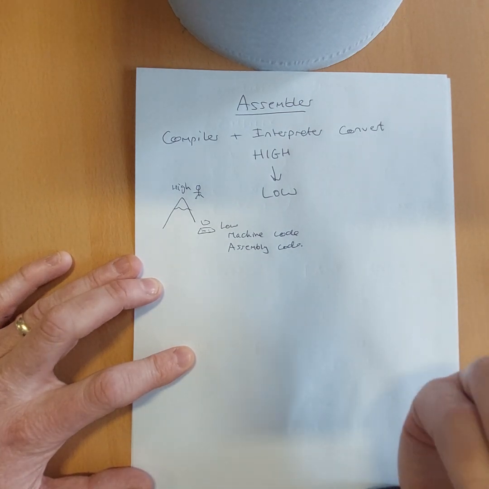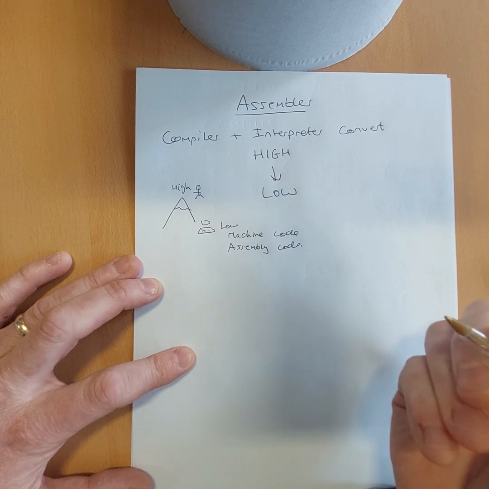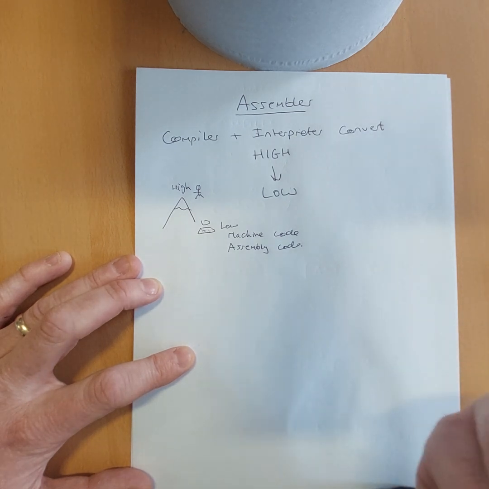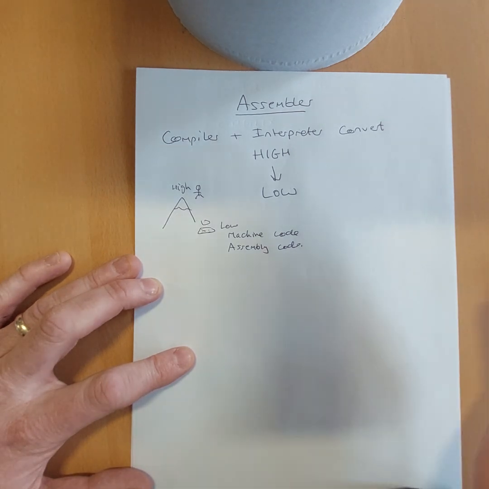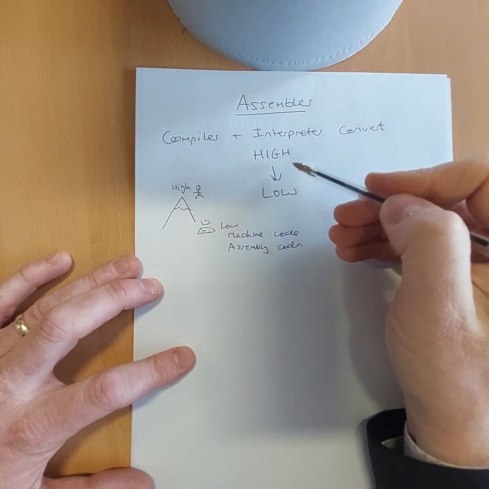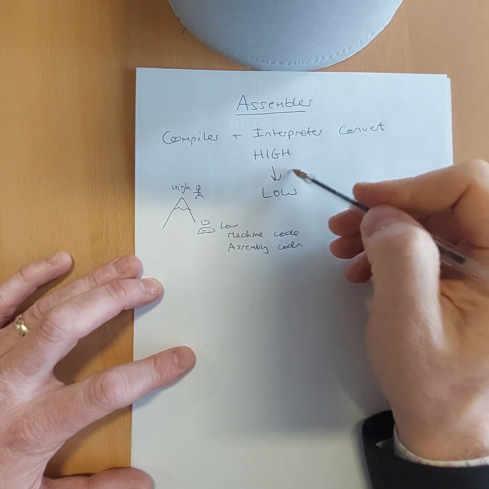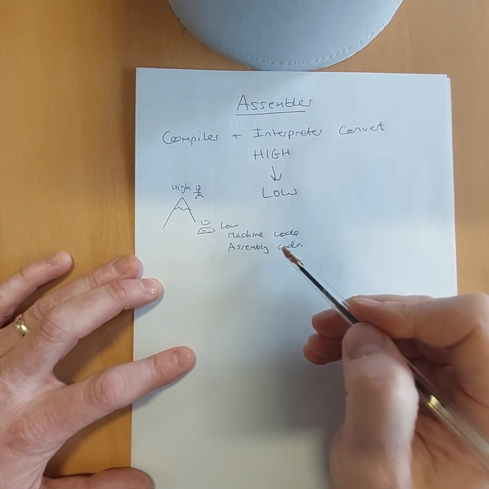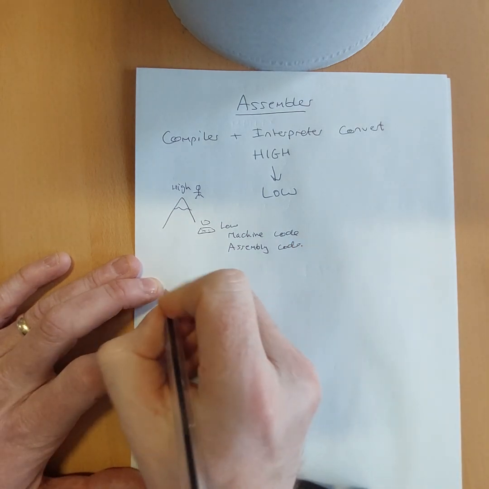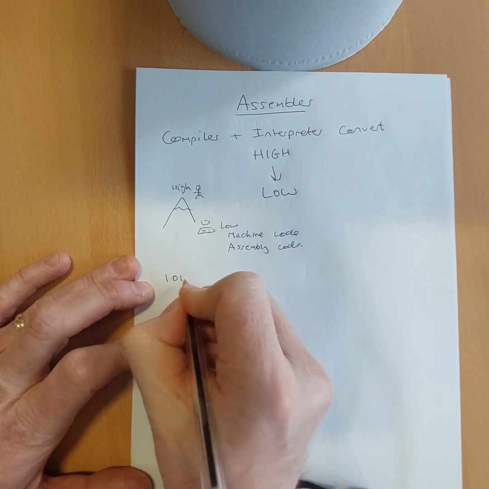Now, assembly code was developed to help humans program in machine code. And sometimes it's really useful to be able to program in machine code because machine code runs much faster because it doesn't need to be converted from a high-level language to a low-level language. This process takes time. Whereas if you write something in machine code, it will run very, very quickly. So we have assembly language.